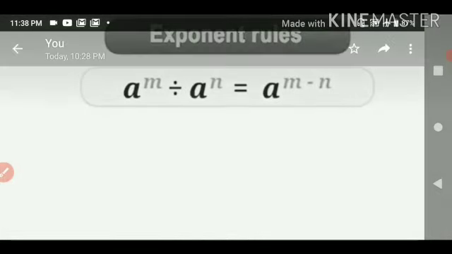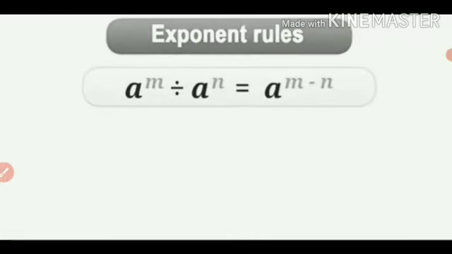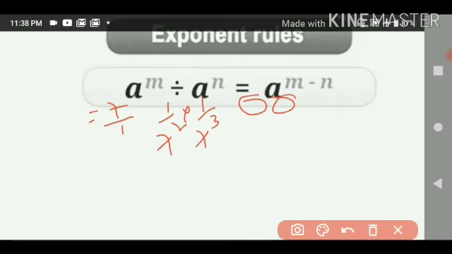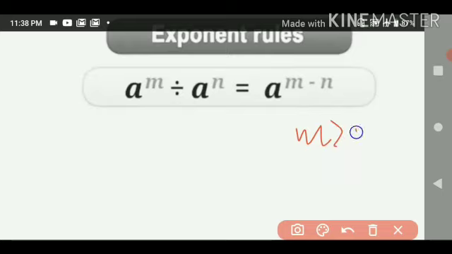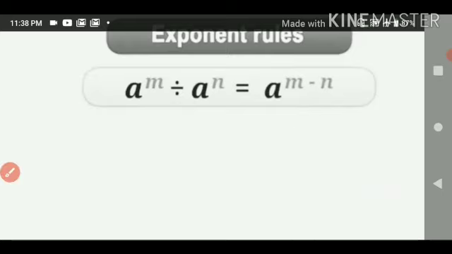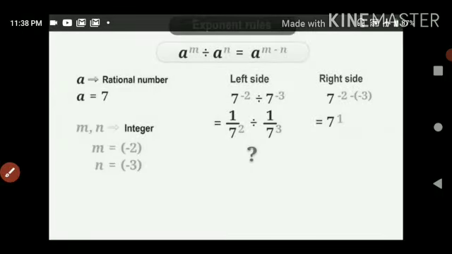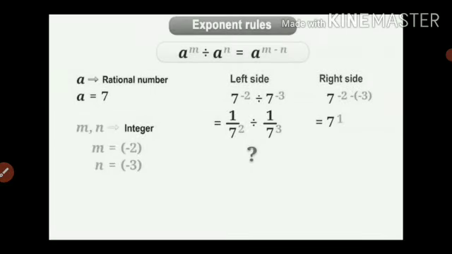So next rule, exponent a raised to the power m divided by a raised to the power n is equal to a raised to the power m minus n, as m is greater than n. So now the explanation of this, let a be a rational number, take it as 7. Again m and n the same values, m is equal to minus 2 and n is equal to minus 3.